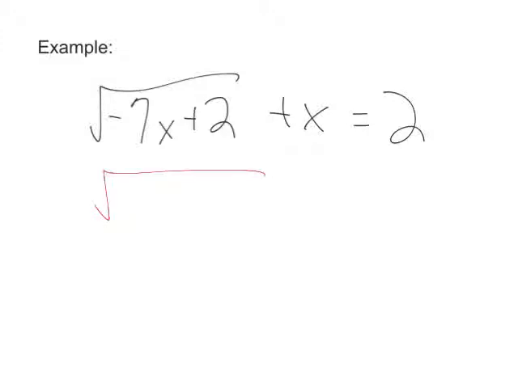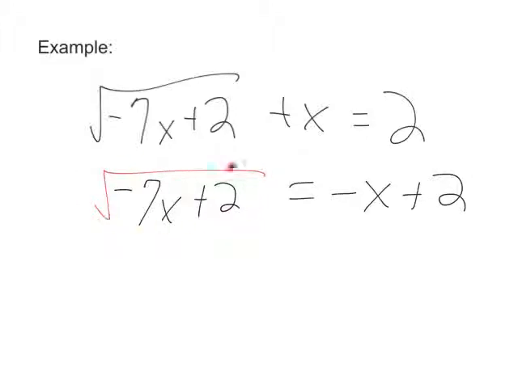So square root of negative 7x plus 2. Subtract the x from both sides and we get negative x plus 2, or you can do 2 minus x. Either one's fine. That order doesn't matter. Now that it's isolated by itself over here, we're going to square both sides.